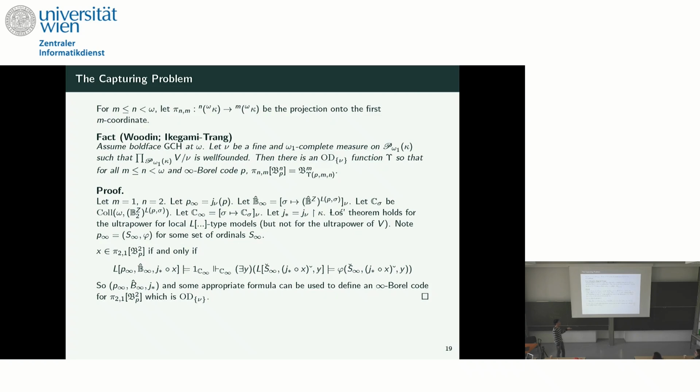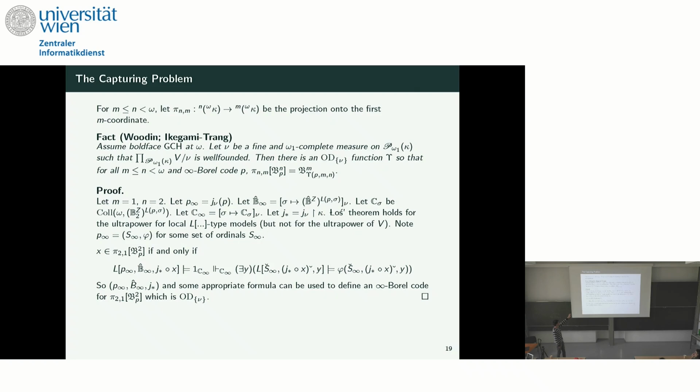Let B-hat^∞ be the ultrapower of the map that takes σ to the code set of the OD_Z ∞-Borel code forcing, but as computed in the inner model L(σ). Let C_σ be the collapse of the two-dimensional OD_Z ∞-Borel code forcing, and let C^∞ be the ultrapower of the map that takes σ to C_σ. And then let J* be J_ν restricted to κ, which is a set of ordinals. So note that although Łoś's theorem doesn't hold for the ultrapower of the universe, it does hold for ultrapowers of these local L-type models.